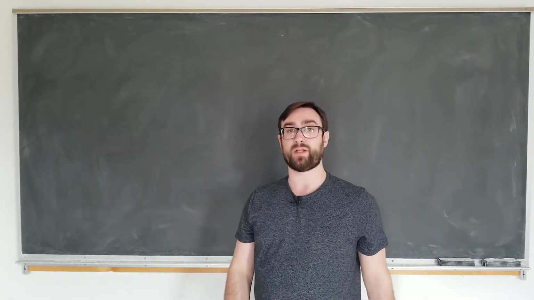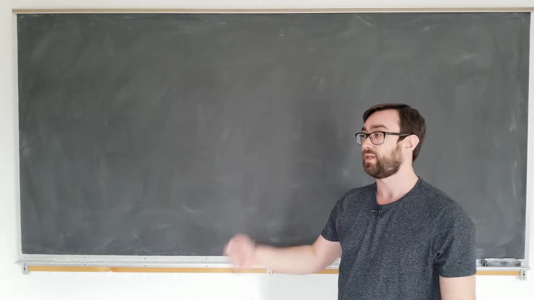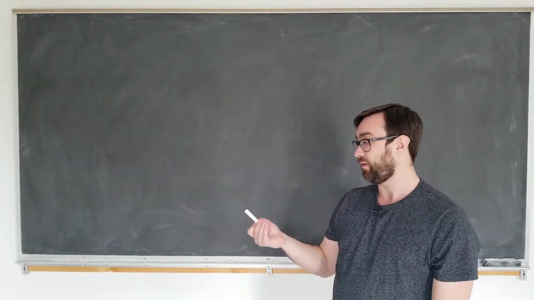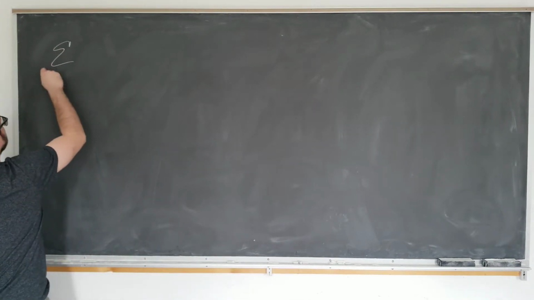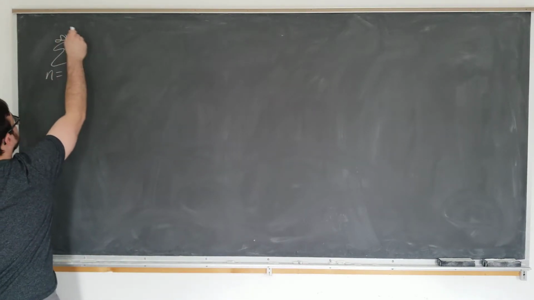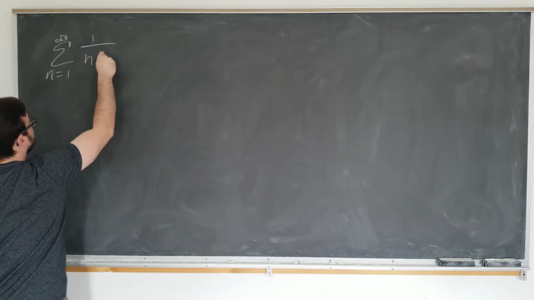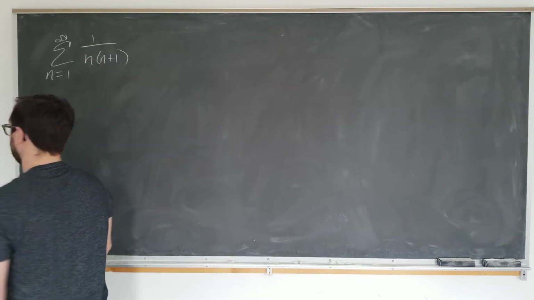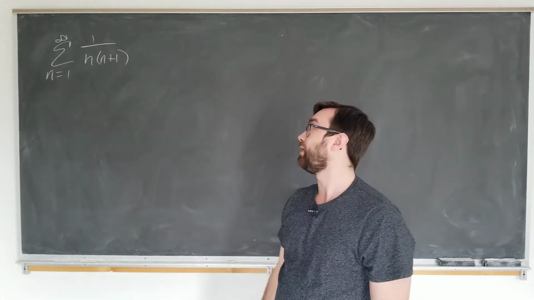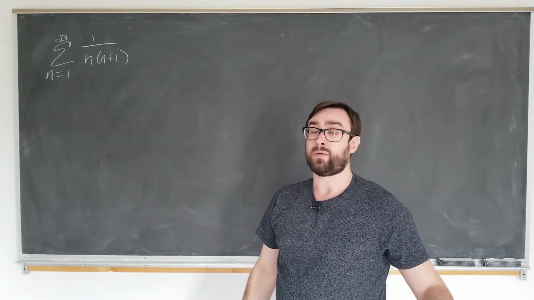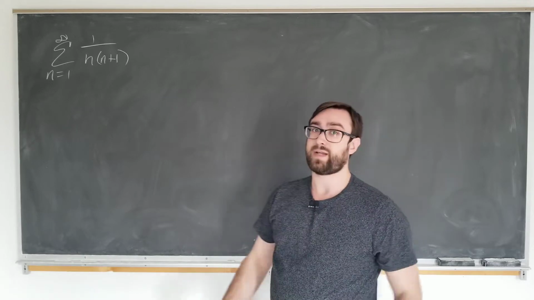Today we'll be evaluating some elementary telescoping series from high school math. Okay, we'll start off with this one that everyone knows. Sum n goes from 1 to infinity of 1 over n times n plus 1. This is a proof that you've probably seen before. I'm doing this because I'm going to make a generalization to a series that you might not have seen before.